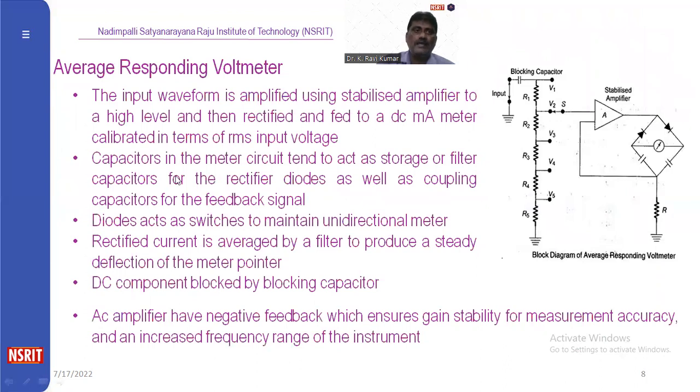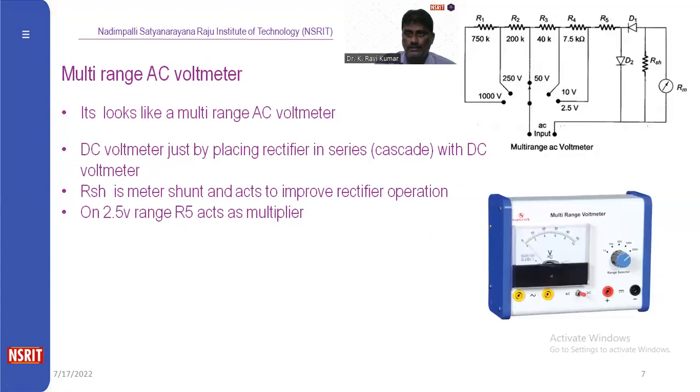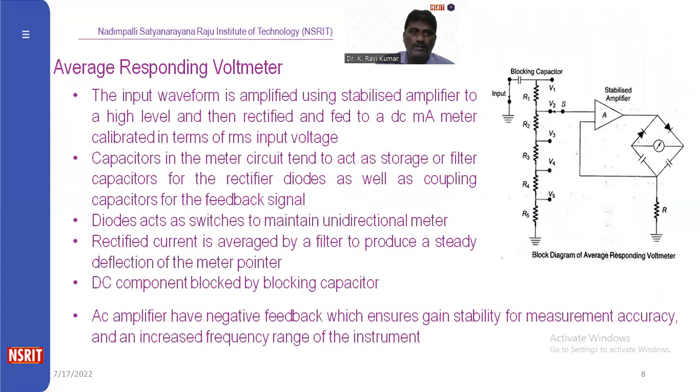The one more is the average responding voltmeter. Okay, average responding voltmeter. The input waveform is amplified using a stabilized amplifier to a high level and then rectified and fed to the DC milliamps meter, calibrated in terms of the RMS input voltage.